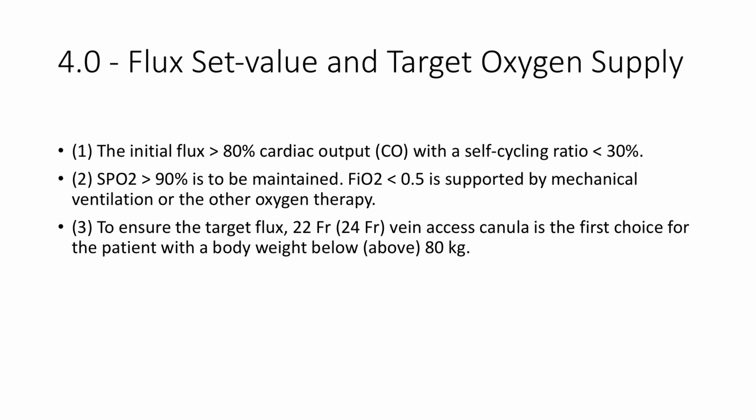4.0 Flux set value and target oxygen supply. 1. The initial flux greater than 80% cardiac output with a self-cycling ratio less than 30%. 2. SpO2 greater than 90% to be maintained. FiO2 less than 0.5 is supported by mechanical ventilation or the other oxygen therapy. 3. To ensure the target flux, the vein access cannula, which is first choice, for people above 80 kilograms in weight is 24 FR, and for those who are below 80 kilograms in weight, the first choice vein access cannula is 22 FR.